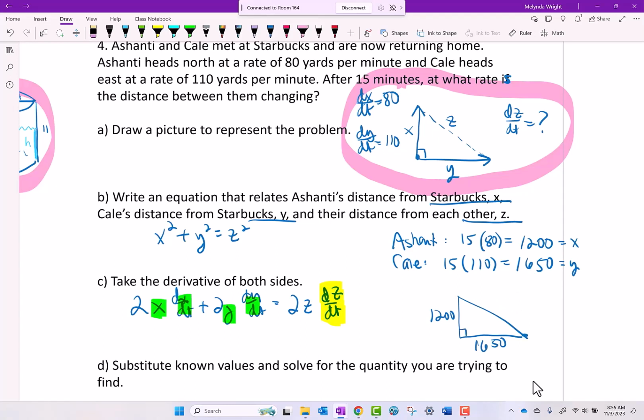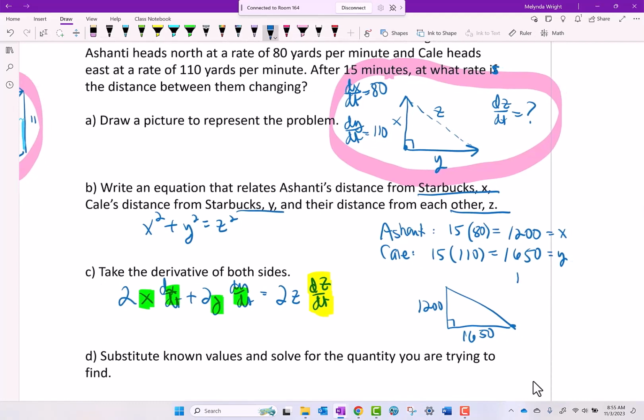So again, we would have a calculator. It would be 1,200 squared plus 1,650 squared equals z squared. I will just tell you I did put that in my calculator, and what I got was 150 root 185, because our calculators do that for us. They put it in exact form for us.